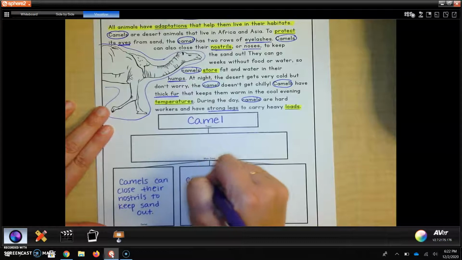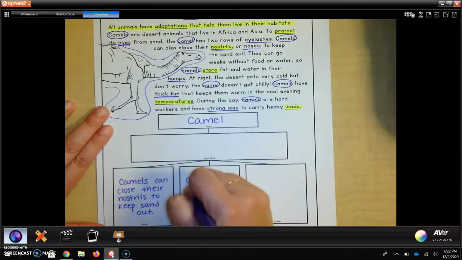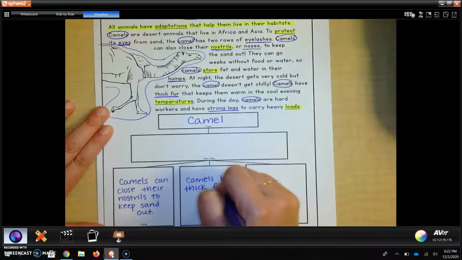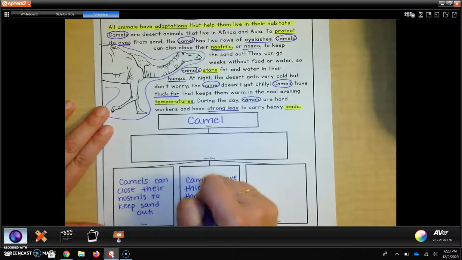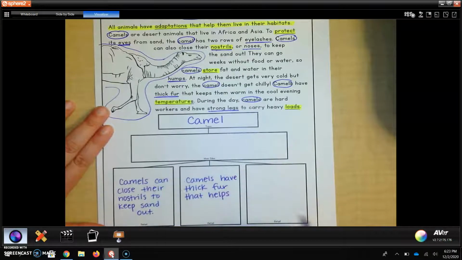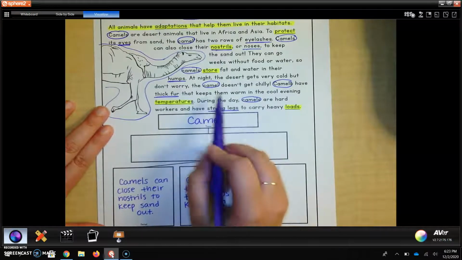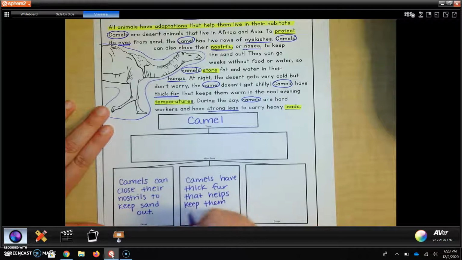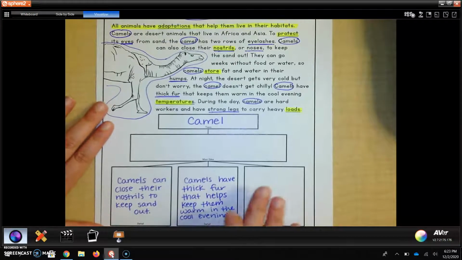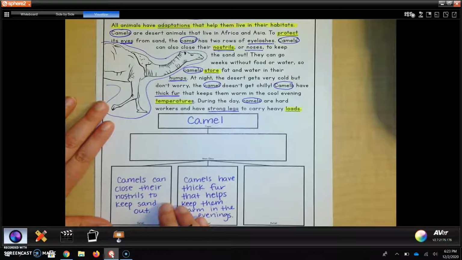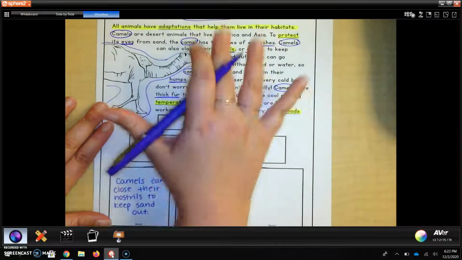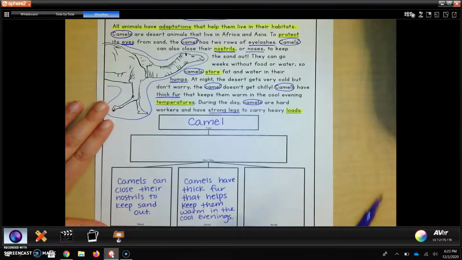So I'll say camels have thick fur that helps, I'm using my own words, that helps keep them warm in the cool evenings. Good. And then now I need to find one more supporting detail that goes along with the whole possible main idea, that camels have special adaptations that help them survive in the desert.